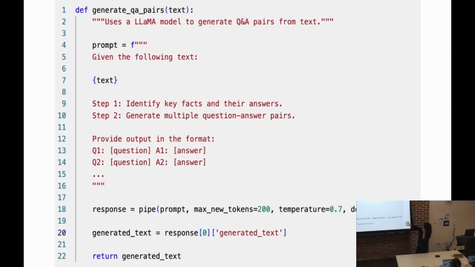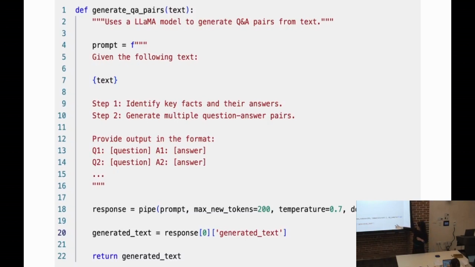So anyways, this is: identify key facts and their answers, generate multiple question and answer pairs. I actually had to add a little bit to this, and I forgot to add it here. I had to say something about within the text we have, because the text I'm giving is about Paris, and the model came up with other questions that were not in my text. So I had to even say, hey, don't just concentrate, right? So you have to play with that.